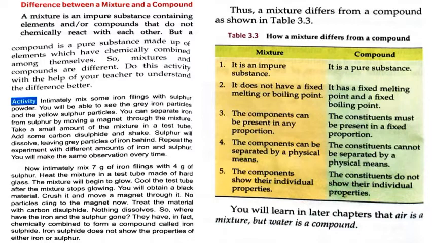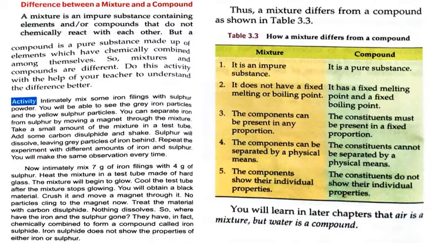Thus a mixture differs from a compound as shown in table 3.3. Please go through this table. This is very important. You will learn in later chapters that air is a mixture but water is a compound. Mixture and compounds, here the difference is given. A mixture is an impure substance, a compound is a pure substance. A mixture does not have a fixed melting or boiling point, a compound has a fixed melting and boiling point. And same is the case with other differences.